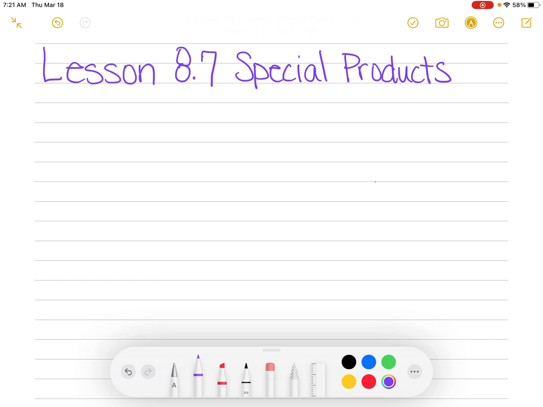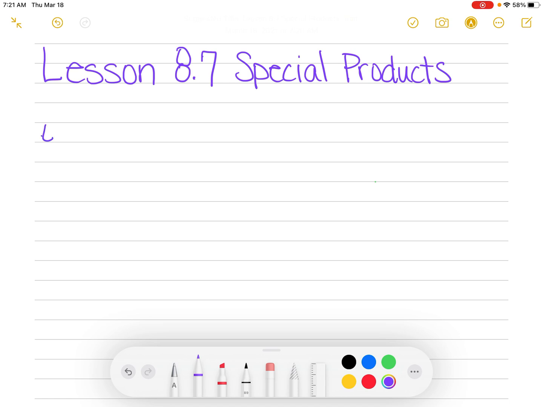Hello students, today we're doing lesson 8.7, which is on special products. We have 9 examples to do today, and we're going to do some examples, and then I'm going to show you a shortcut for each kind. But if you can't understand the shortcuts, then just do it the normal way.